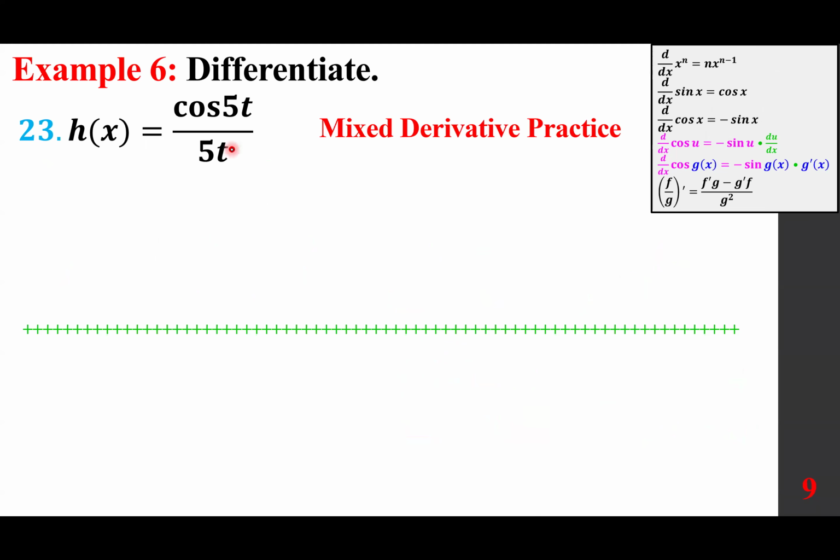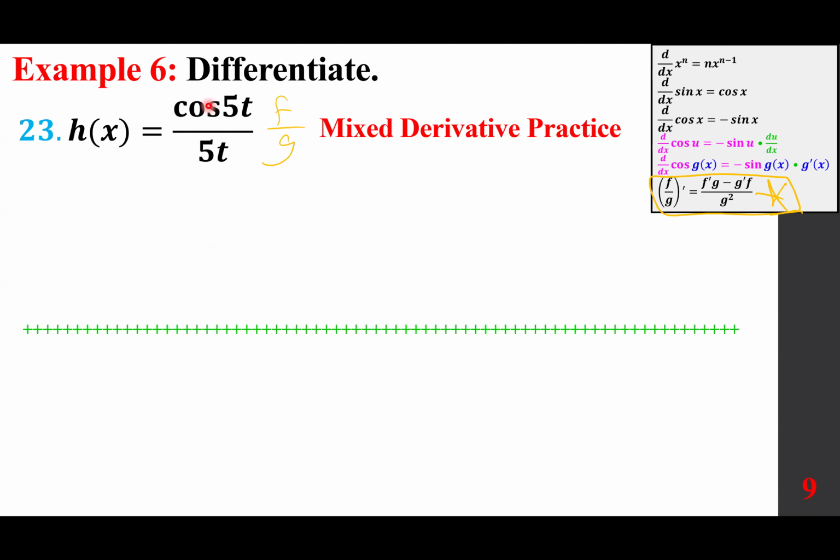h of x is cosine 5t over 5t. We want to differentiate that. The first thing is to simplify. There's nothing to simplify. We're going to write it as f over g, and we are going to use the quotient rule on that. So having said that, we need f prime g minus g prime f over g squared.